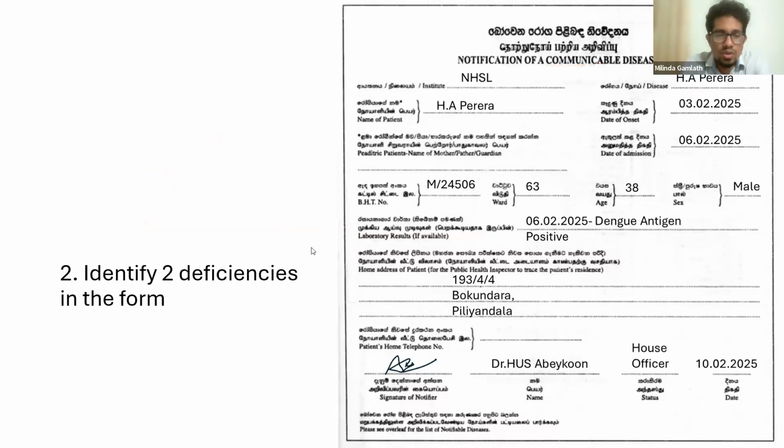So next question. Identify two deficiencies in this form. Manoli? Yes, I'm checking. Okay, the patient has been admitted on the 6th of February, but the form has been filled on the 10th of February. So there's a delay in that. Exactly. That is one deficiency. Why is that wrong? Because even when you suspect that this is the disease, you should notify. On suspicion. So what's the other thing?